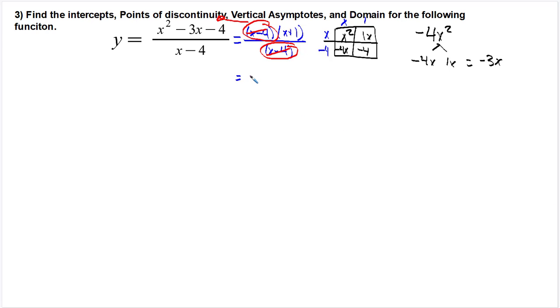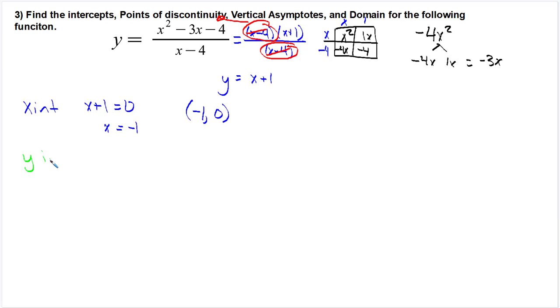When I simplify, this simplifies down to x plus 1. So y equals x plus 1. And that's what's going to help us with finding our x and y intercepts and for finding our domain and vertical asymptotes. So first off, let's find x-intercept. So x plus 1 is over 1. So that's our numerator. So x plus 1 equal to 0 and solve, and x equals negative 1. So our x-intercept is at negative 1, 0.